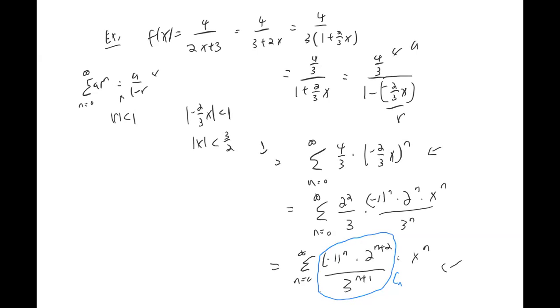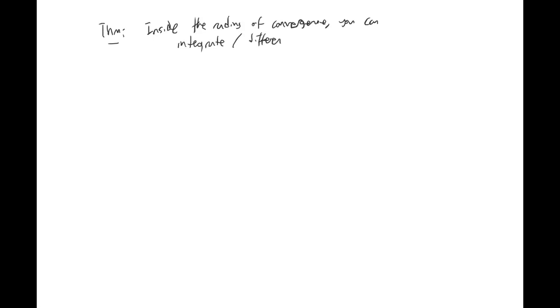Let's move on. We could actually do better, and there's a theorem that helps us get more functions. It's still based off of that formula, but the idea is, inside the radius or interval of convergence, you can integrate or differentiate term by term. This is informal. I'm not going to write the actual theorem.